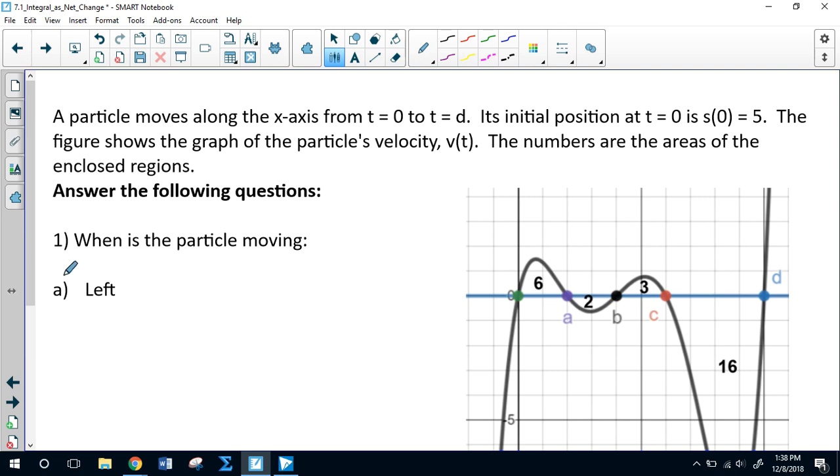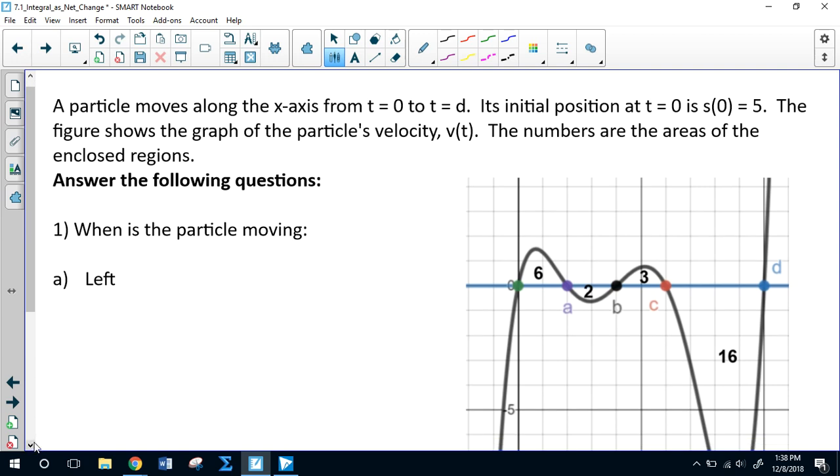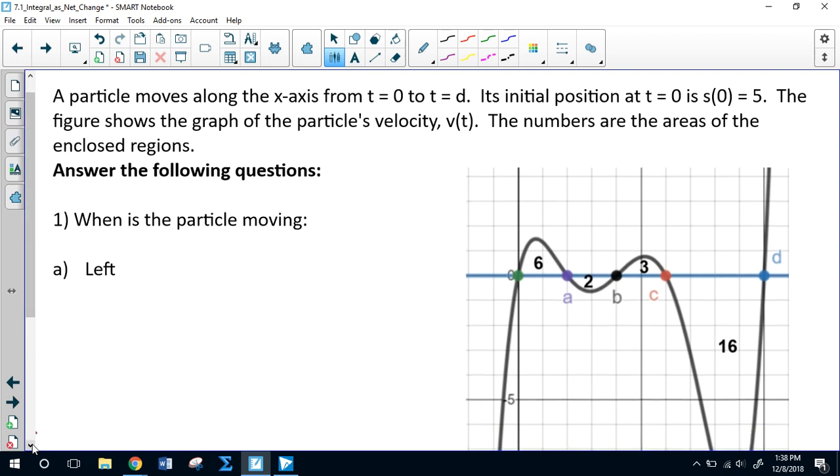So the first thing we're going to do is work with a graph of a function that has some stuff labeled on it. So here's your graph, and this is the graph of a particle that's moving along the x-axis from time equals 0 to time equals d. The initial position, always important to remember, is 5 in this particular problem. This graph shows the velocity, and it has some areas in each of these little regions. So we want to list out some things.